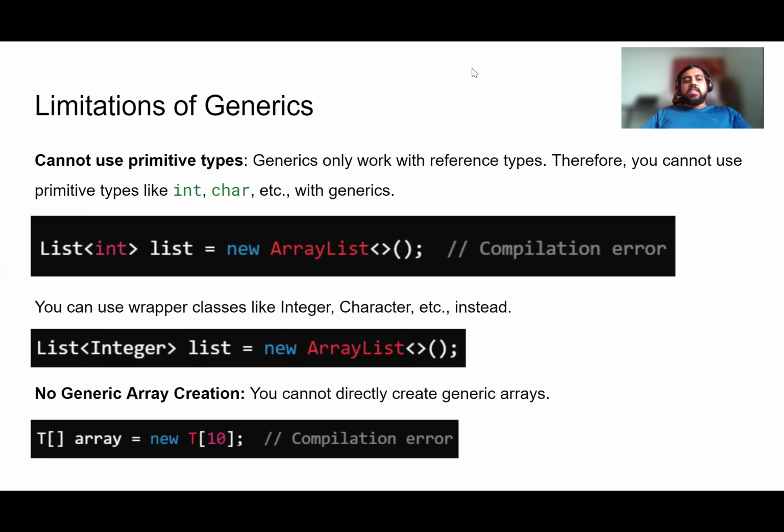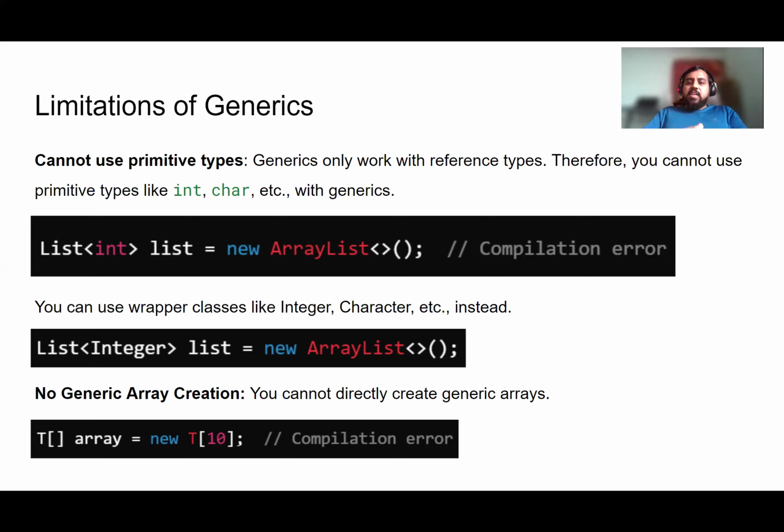So what are the limitations of generics? First of all, we can't use primitive data types. Primitive data types means int, char, float, all of these, because we can't use them inside generics. Suppose List of int equals new ArrayList, we are not able to do that. We need to use wrapper classes, Integer, Character, etc. Why? Because at runtime it will become an Object only, right? So we can't use these primitive data types. We need to use wrapper classes only, because wrapper classes are subclasses of Object.